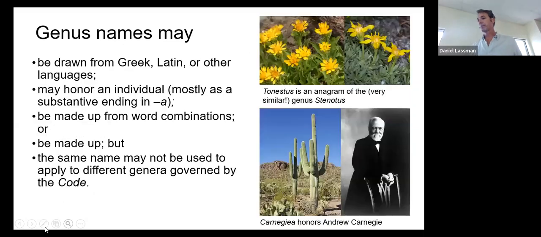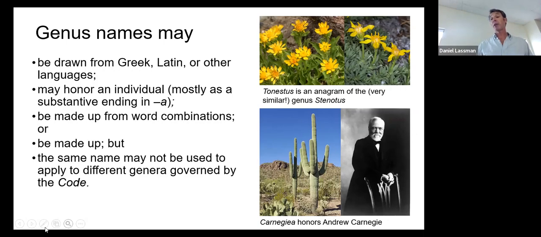Okay. All right. So a genus name may be drawn from Latin, Greek, or other languages. It doesn't have to be Latin. It can be Greek. It could be just a made-up word. It could be honoring an individual, like Carnegiea, named after Andrew Carnegie, the saguaro cactus. It could be made up from word combinations, or made up altogether. These are two of the species I studied for my master's degree. Tonestis is just an anagram for stenotis. What a lazy botanist.